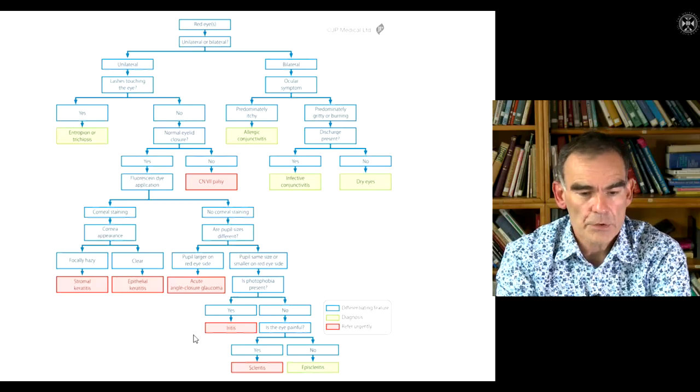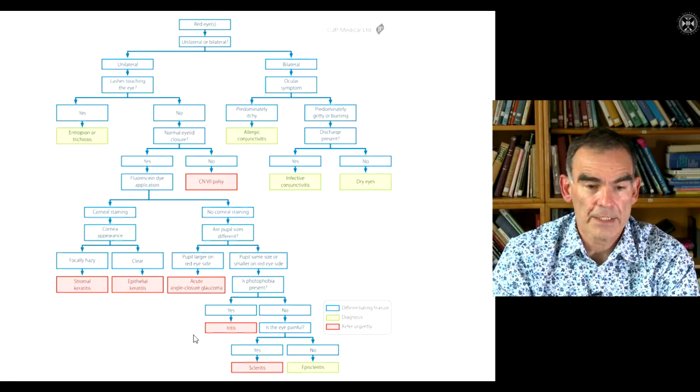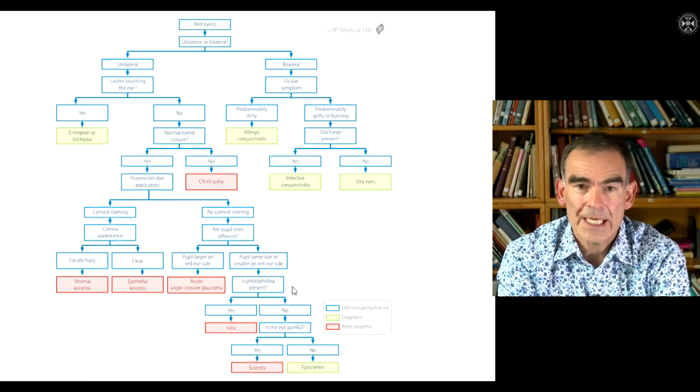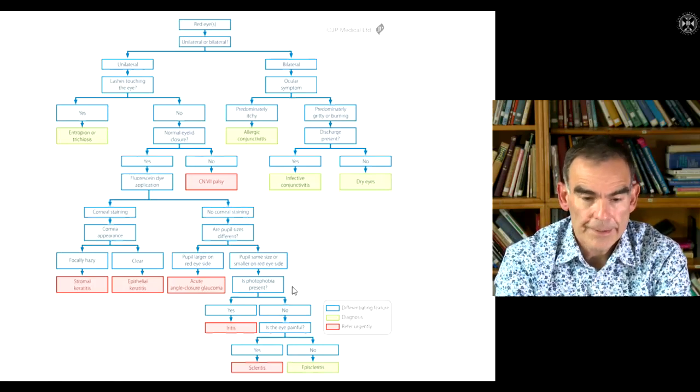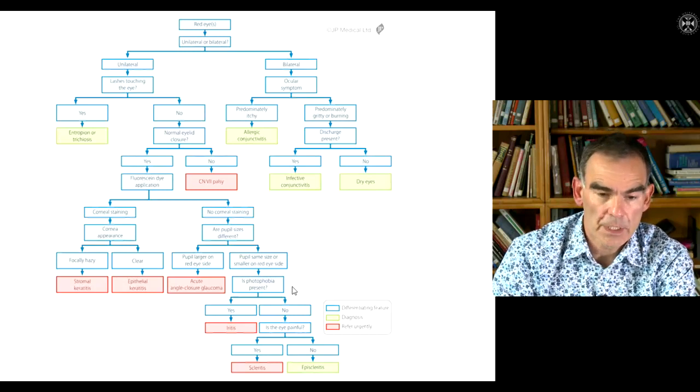So again, how we would suggest you might diagnose iritis is, first of all, it'll be a unilateral red eye, there'll be no lashes touching, there'll be no staining with fluorescein, the pupil will be smaller, and they'll be photophobic. And again, if you remember back to the results on the previous slide, you would get the diagnosis right on 82% of the cases, so that's pretty reasonable.